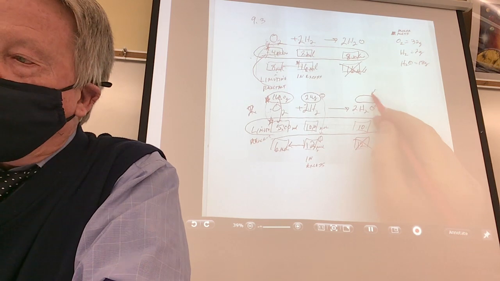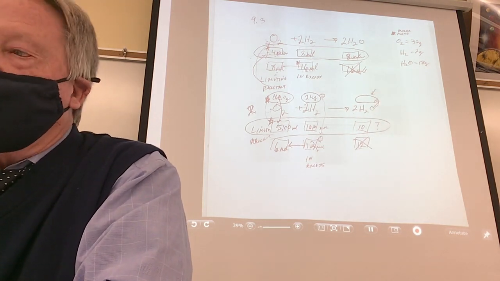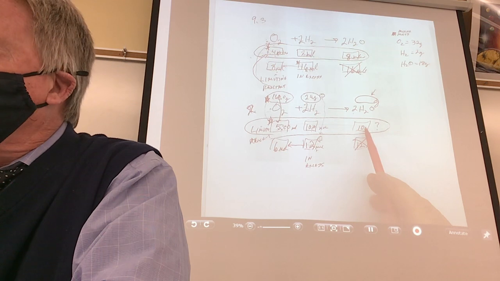Calculate the mass of water. But I had to find out how many moles of water really were going to be made. Now let's do the shortcut.